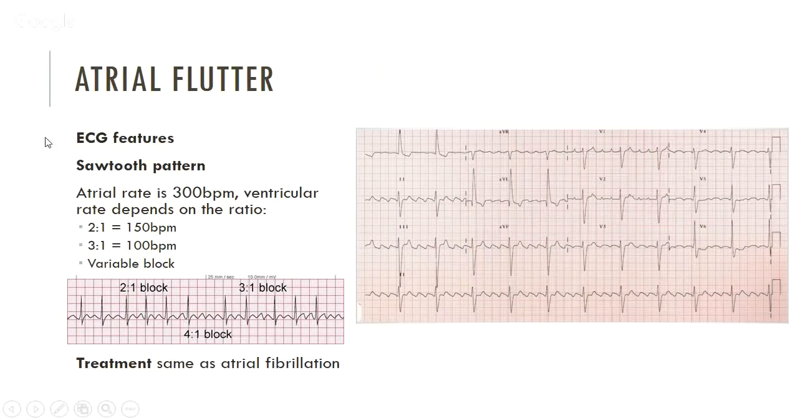So atrial flutter. The main thing to look out for is a sawtooth pattern, which is pretty characteristic. And the atrial rate is always a subdivision of 300, if that makes sense. So it can be 2 to 1, 150; 3 to 1, 100; or it can be variable block as well. The treatment is the same as atrial fibrillation, but it obviously looks quite different on the ECG. So the main thing is sawtooth pattern, and the rate is 300 divided by the block.